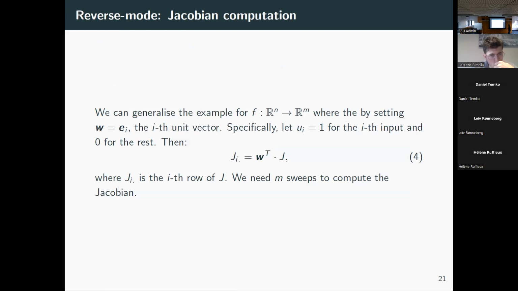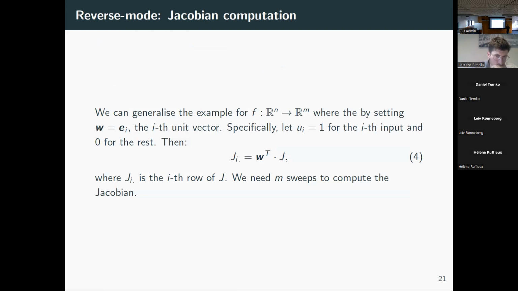So here, what reverse mode does is compute each row at a time. Forward mode was computing each column of the Jacobian. Here it computes each row of the Jacobian.